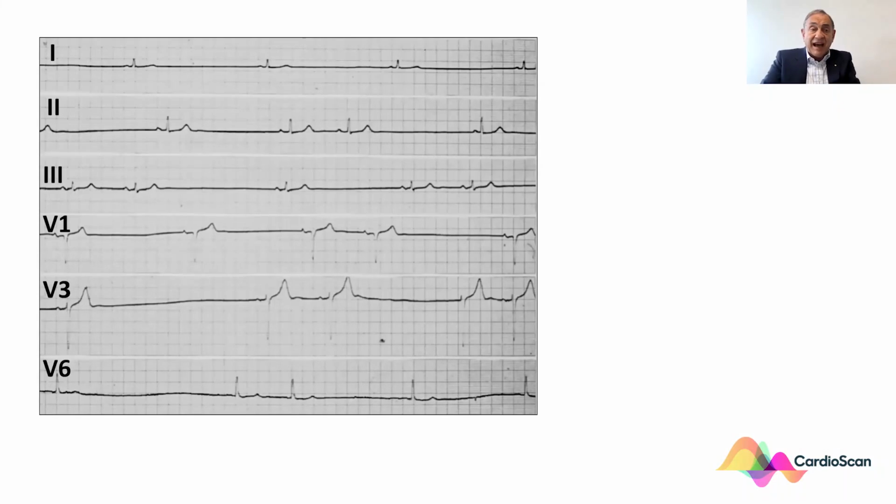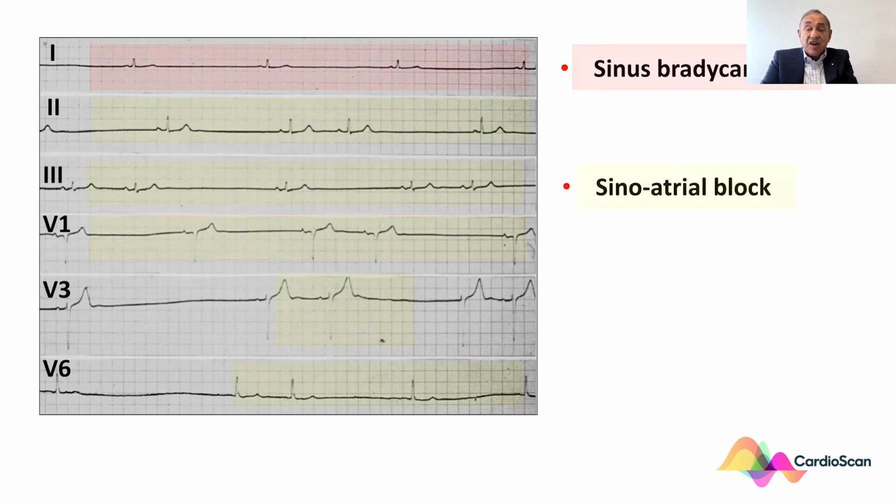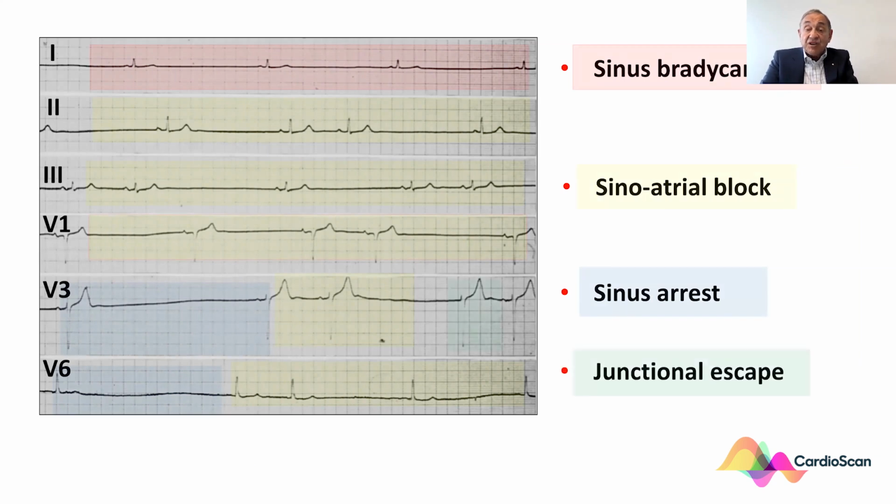What about this electrocardiograph? Here we can see a sinus bradycardia. As well as this, we can see sinoatrial block. Then there is sinus arrest, and there are junctional escape beats. This completes a syndrome which is called the sick sinus syndrome. Now, both of these ECGs clearly require pacing.